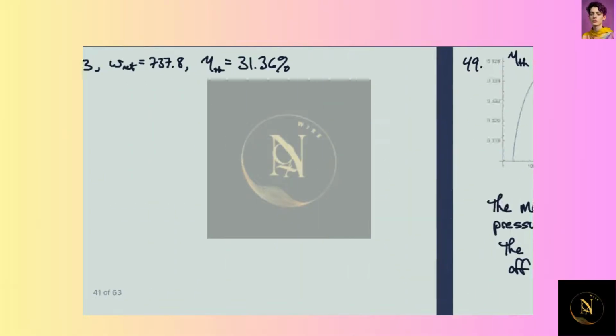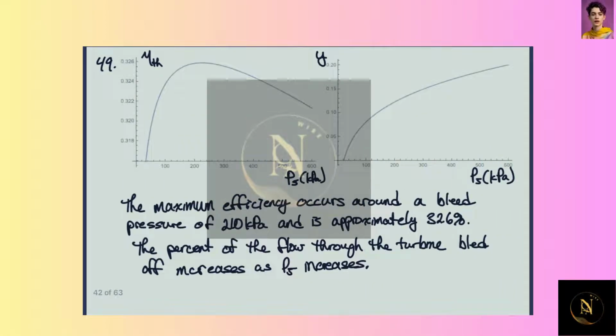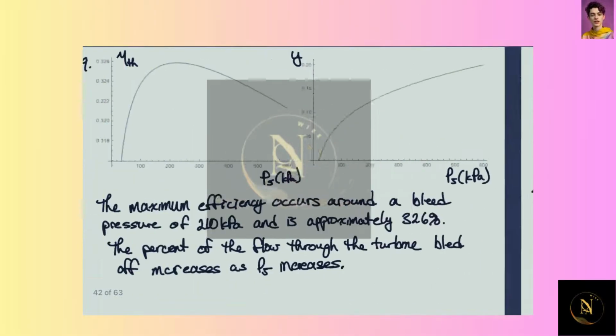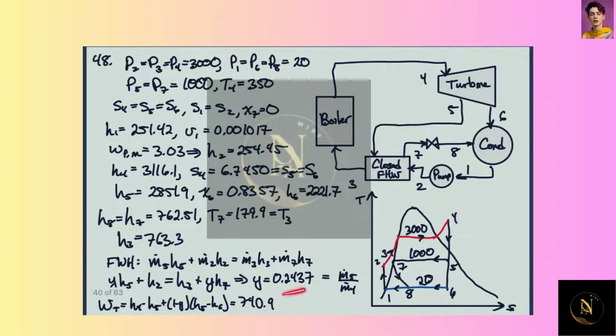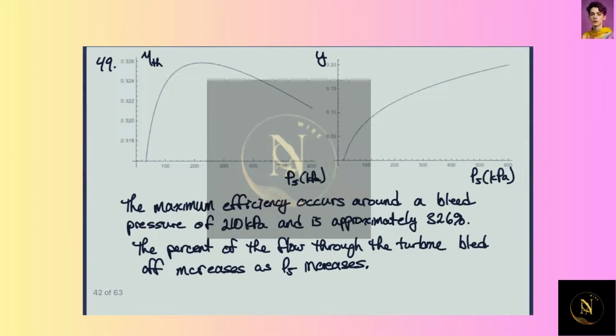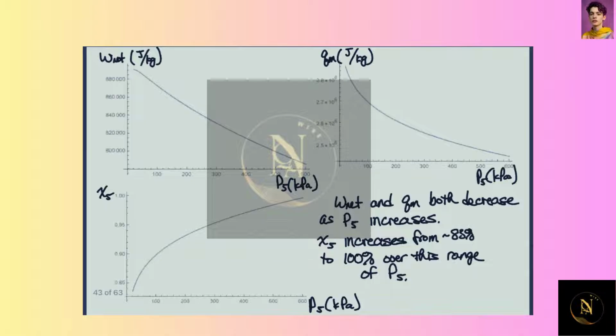And what was the efficiency we had over here? 31.4%. Again, this would continue to drop out here as we got to higher and higher bleed pressures. And I guess we had a Y here too. What was Y? 24%. So this continues to increase as we get up to higher bleed pressures. So we're getting less and less net specific work out of the cycle as we increase the pressure.